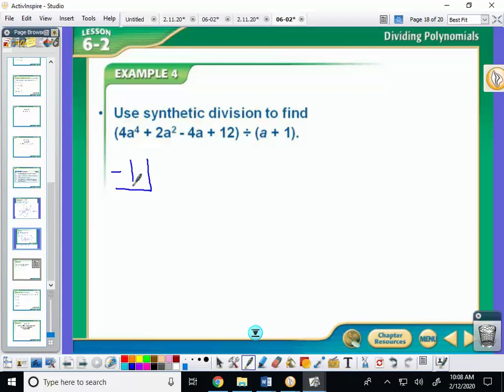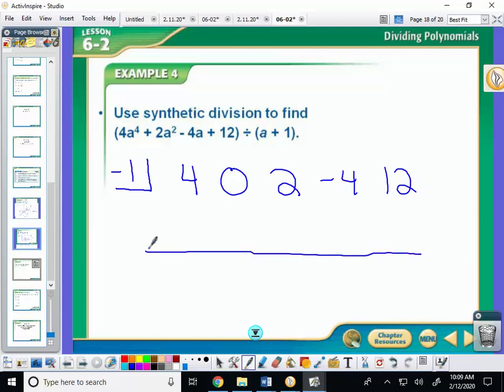Which one are we missing? A cubed. So where that a cubed should be, what are we going to put there when we list our coefficients and constant? Put a 0. So I've got 4, 0, 2, negative 4, and 12. What if we were missing our constant, our 12? What would we put there? Put a 0. Okay, so any of those positions, whether it's a variable or the constant, if it's missing, put a 0. Okay, so let's use synthetic division to divide.